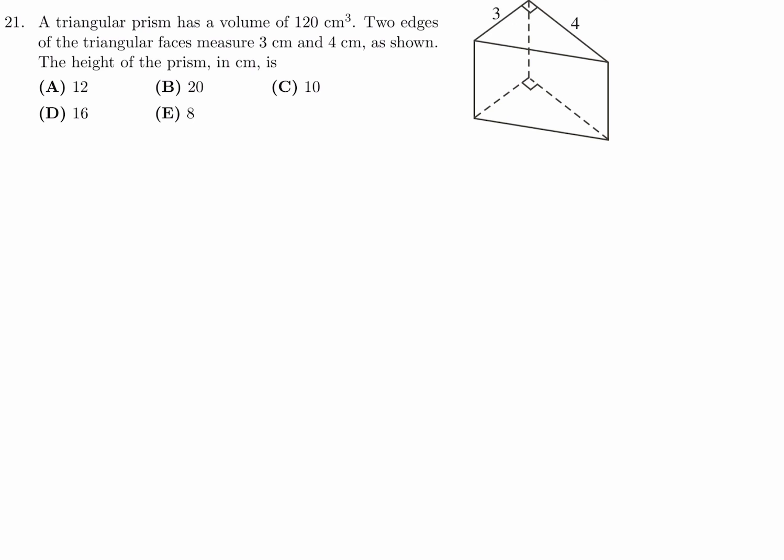A triangular prism has a volume of 120 centimeters cubed. Two edges of the triangular faces measure 3 and 4 centimeters, as shown. The height of the prism in centimeters is.